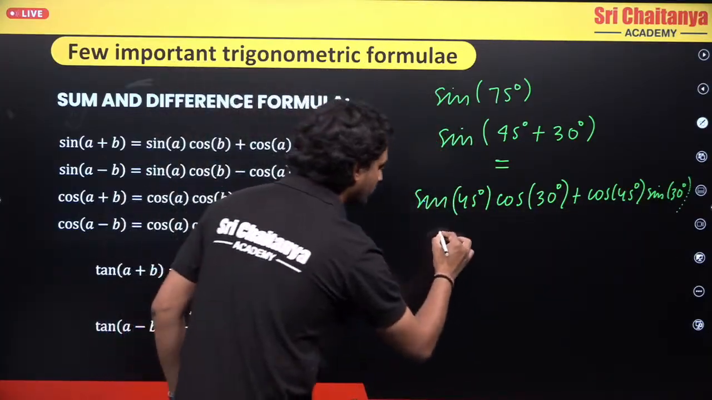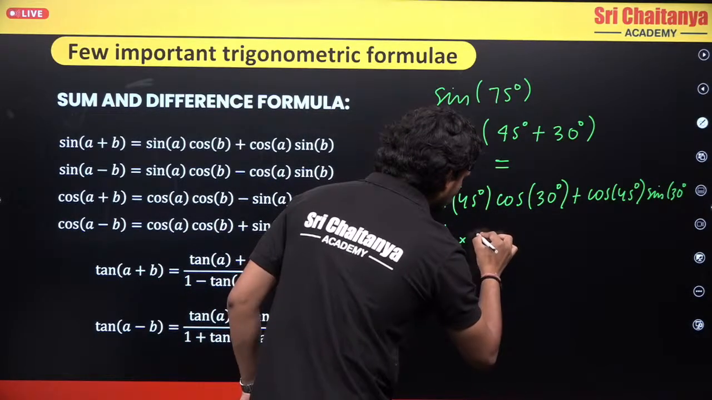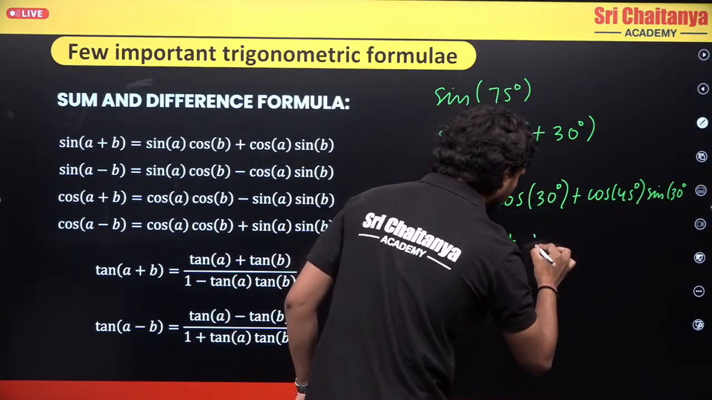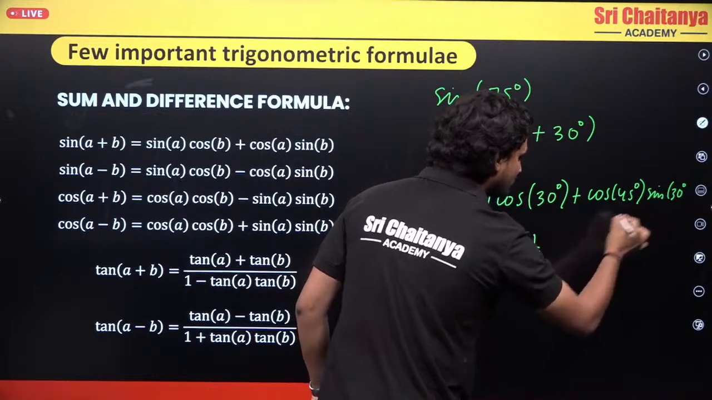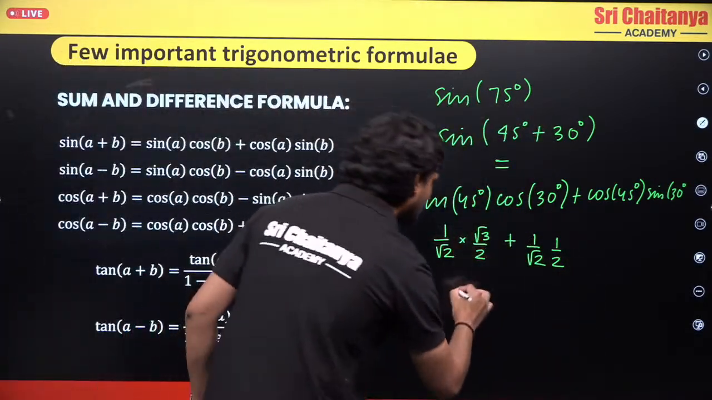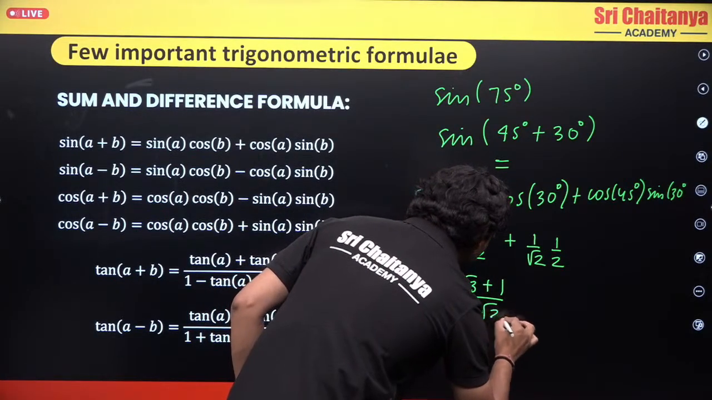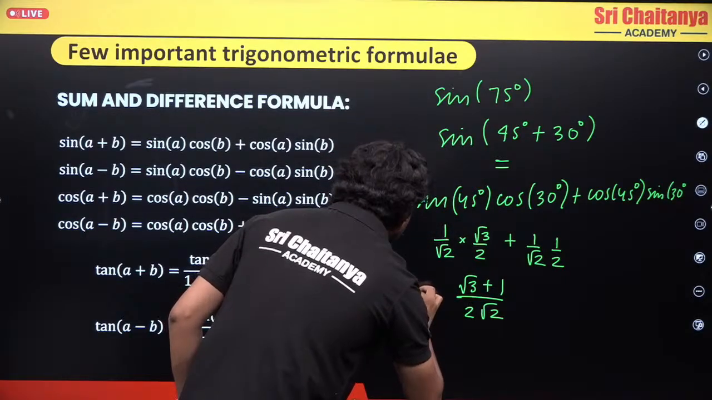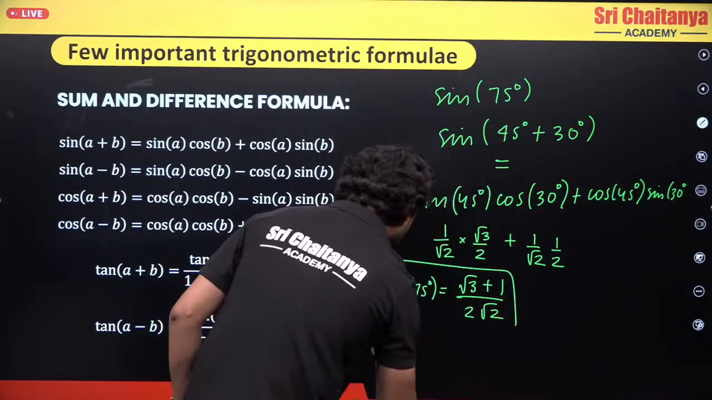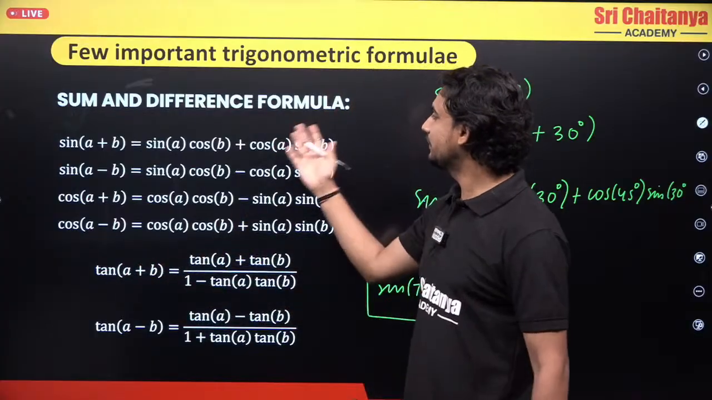Once I have this, what is the value of sine 45? Sine 45 is 1 by root 2. What is cos 30? Cos 30 is root 3 by 2. Plus, what is cos 45? Cos 45 is 1 by root 2. And what is sine 30? Sine 30 is 1 by 2. So when I have this, what can I say? This will become root 3 plus 1 by 2 root 2. So this is the value of sine 75.